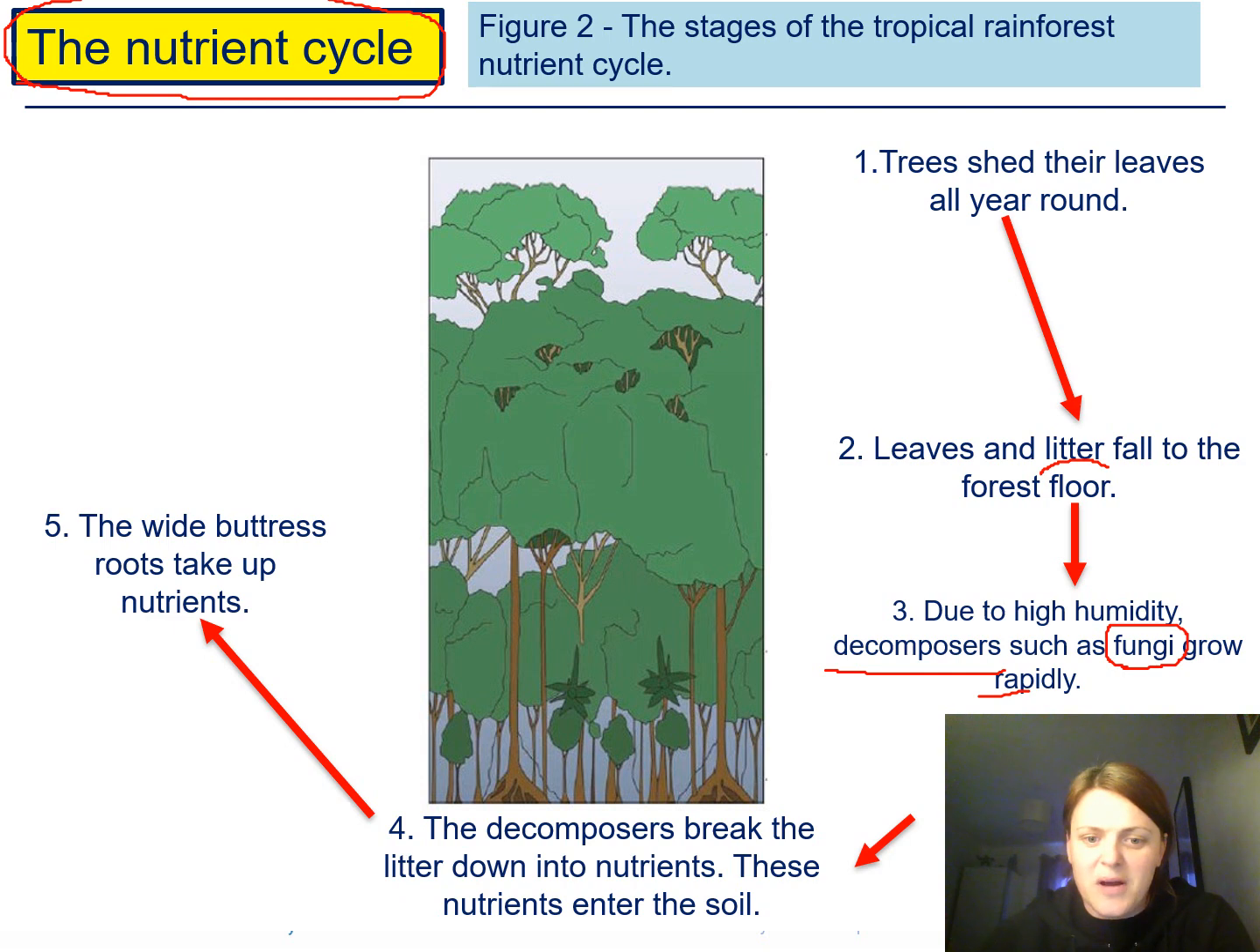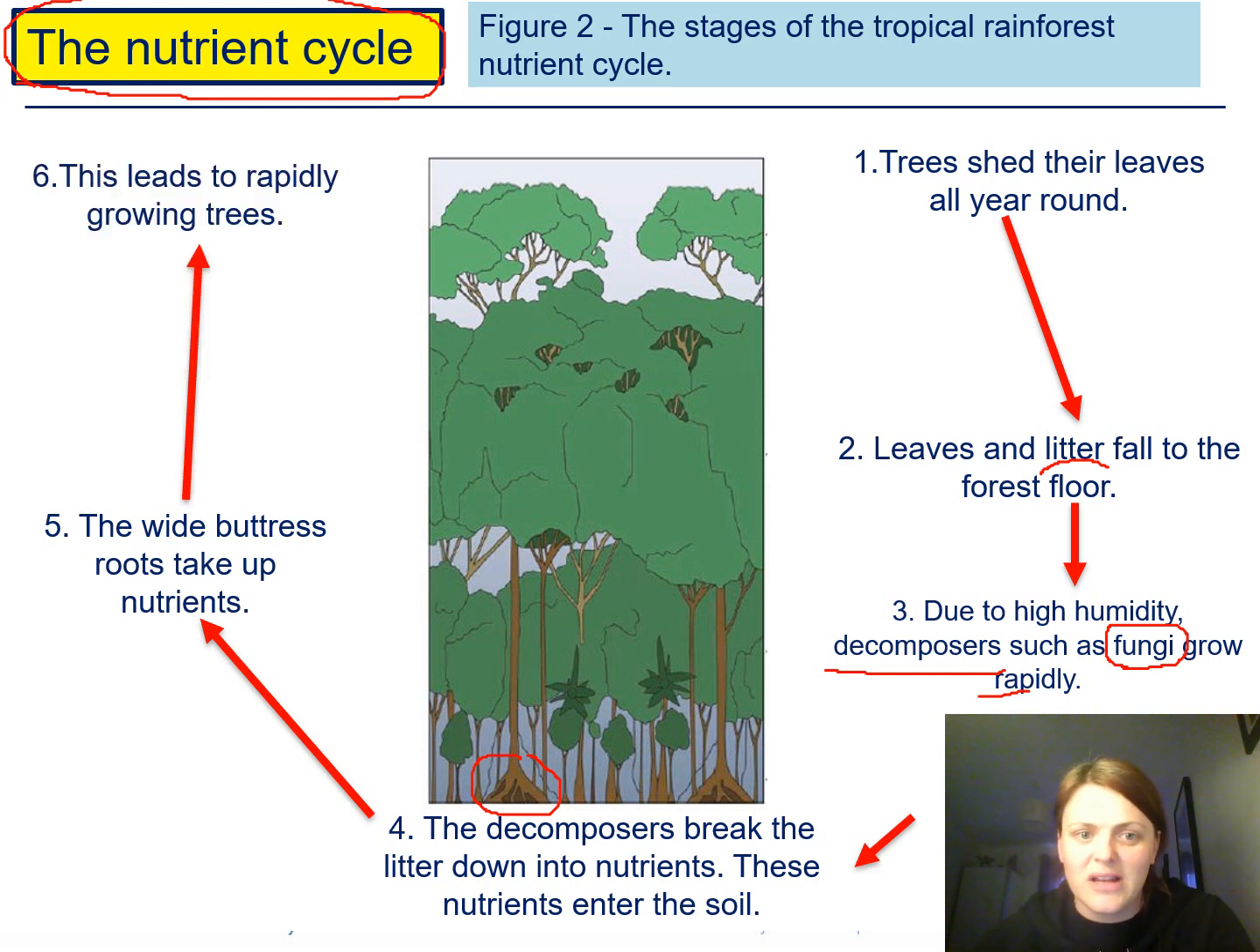Therefore, the wide buttress roots down here take up the nutrients, so they suck up the nutrients. And those nutrients lead to rapidly growing trees. And then the cycle repeats. So, the trees lose their leaves, they fall to the ground, they rot really quickly, they go back into the soil, the trees suck up the nutrients again and that helps them grow. That's all it is. It's really, really simple.